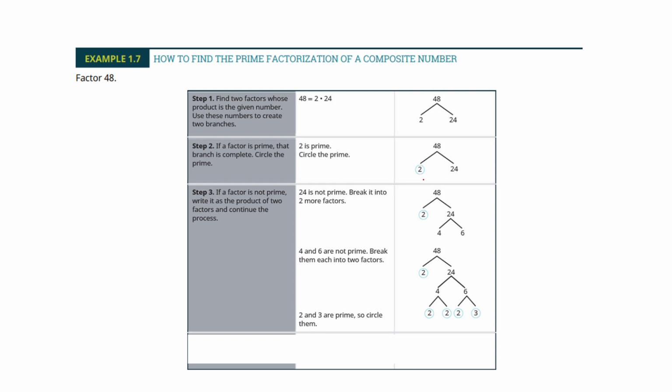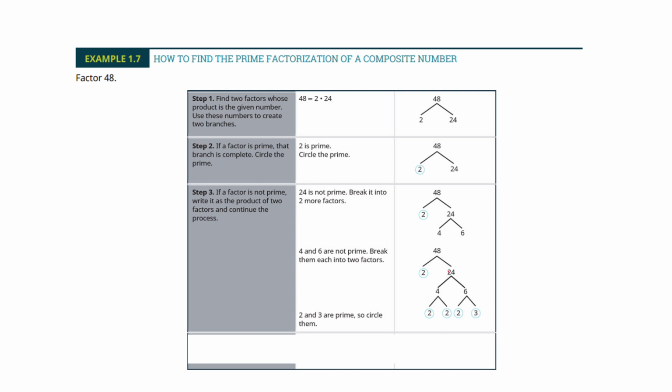So 2 times 24, well, the 2 is done. It cannot break down any further, so I'm going to circle it. But 24 is not done. It's not prime yet. It can go further, and I make 4 and 6. Those two multiply to get 24. Now they're factors, but they're not prime yet. I could go farther. They're made up of numbers too. So I get down where 4 is made of 2 and 2, and 6 is made of 2 and 3.